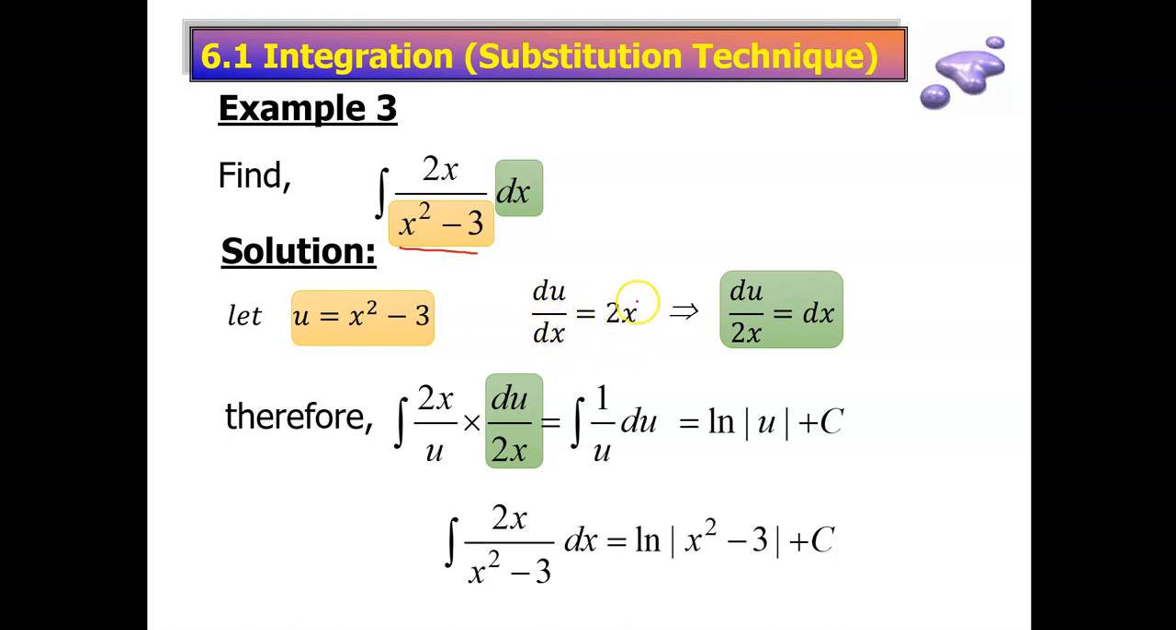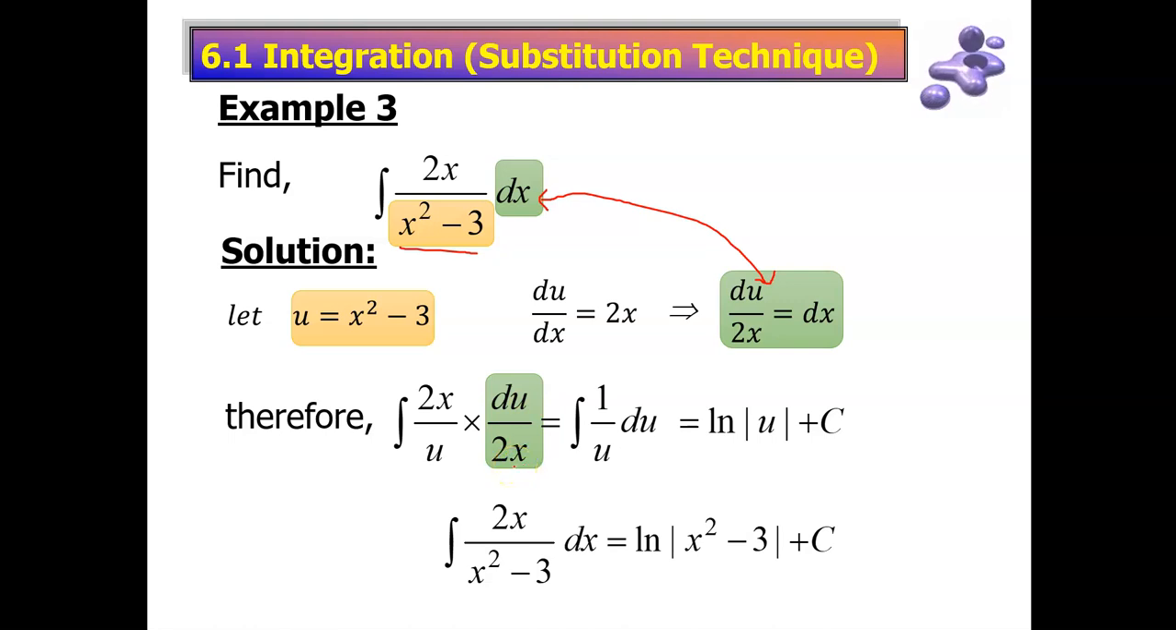This dx, you bring it on this side. Okay, so this is actually this. You can substitute it with this, du over 2x. Okay, now you already have u, you already have your dx, right? Okay, so you're going to have 2x, we just write it back, 2x over u, dx. So dx is already this one, du over 2x.